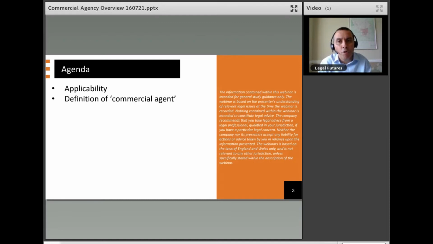Now, the key thing to note is that for those rules to apply, then ultimately a commercial agent has to satisfy a certain definition. And we'll see that that has three key elements. First of all, that they must be a self-employed intermediary, they must be negotiating in respect of sale of goods, and in particular, they must act on behalf of another.